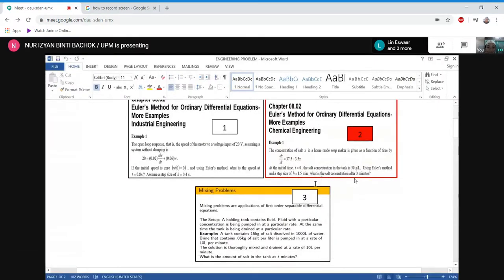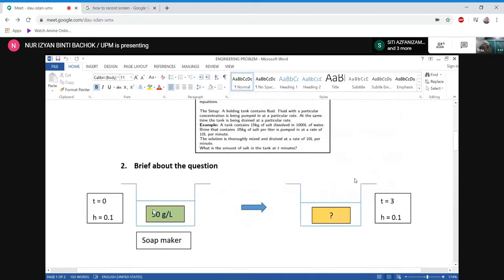This question is related to the chemical engineering field, and it is about a concentration of salt present in the homemade soap maker. The question gives us some information, which is that at initial time of zero, the salt concentration present in the tank is 50 g/L. And the question wants us to find what the concentration is after 3 minutes.